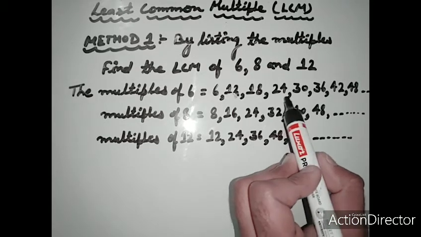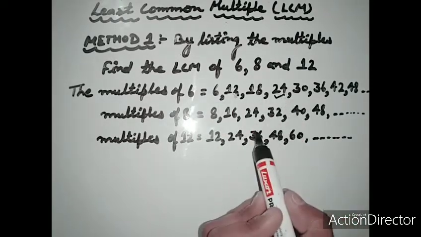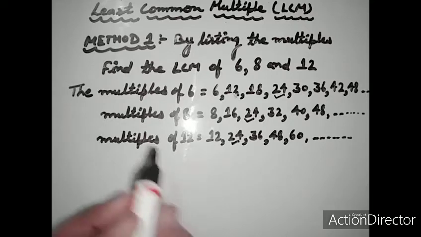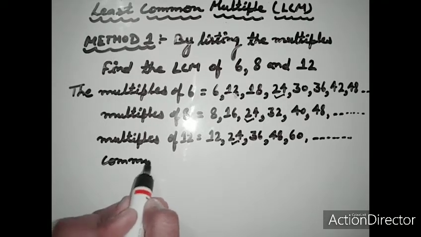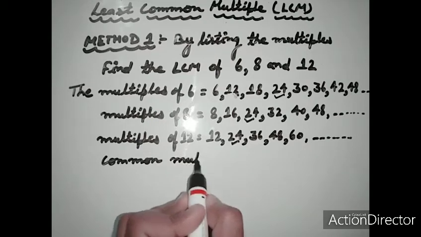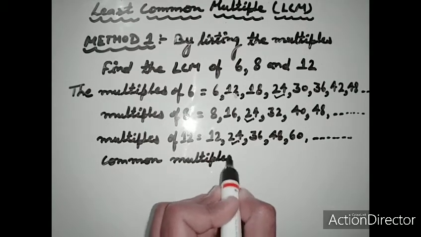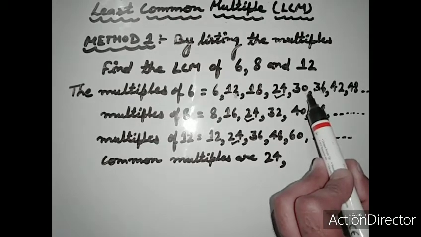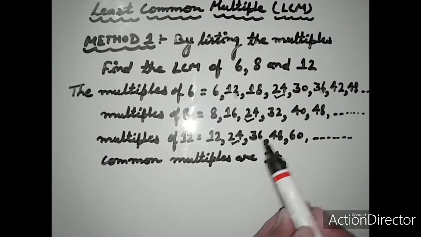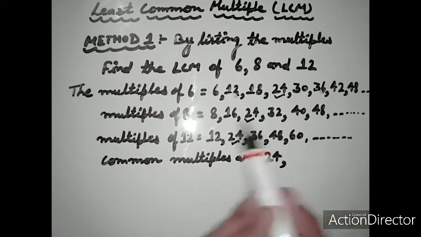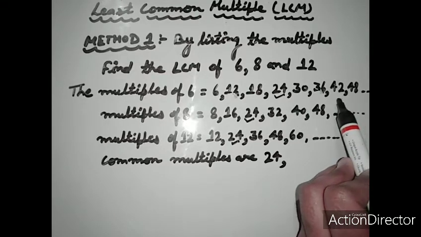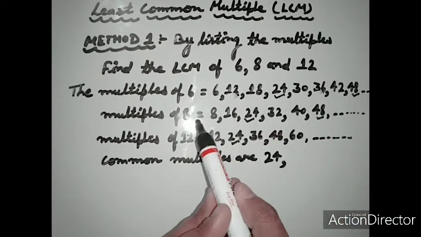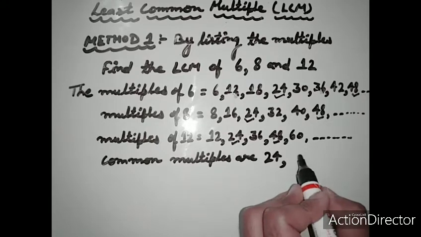What about 24? 24 is a multiple of 6, 24 is a multiple of 8 and 24 is a multiple of 12. So here we write common multiples are, first one is 24. Now what about 30? 30 is not here. 36, no, 36 is not a multiple of 8. Now 42, no. What about 48? 48 is a multiple of 6, 48 is a multiple of 8 and 48 is a multiple of 12. So here we write 48.